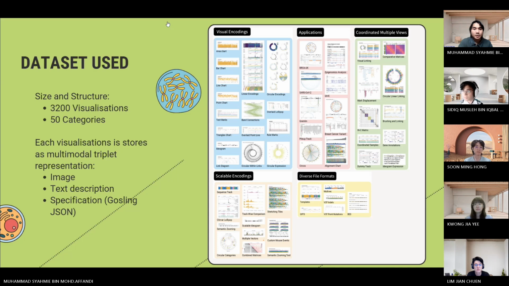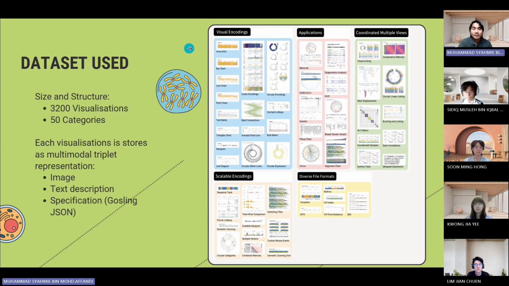Next, I will explain the process and also the data used in the system. The dataset contains about 3,200 genomics visualizations across 50 categories. Each of these visualizations is stored as a multimodal triplet, in the form of an image, a text description, and also a specification in Gosling format. This allows the system to represent the same visualization in different forms.